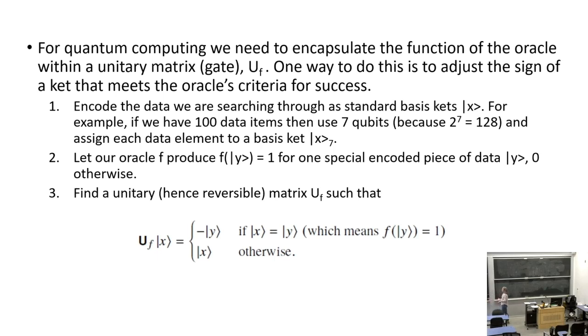All right, so our oracle, F, is going to produce F of Y equals 1 for one special encoded piece of data, and 0 otherwise. So we want to find a unitary matrix such that when we apply that unitary matrix to X, we get minus Y if X equals Y. Consistent with what we said above, F of Y equals 1, and we're going to get X otherwise.